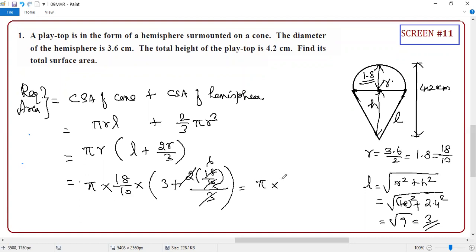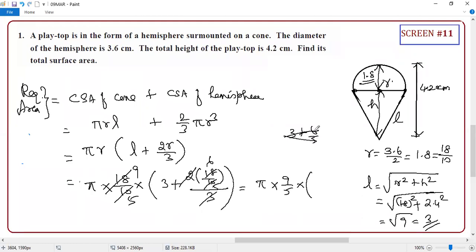So pi into this also you can cancel now. What is that? 5 and this is 9. So 9 by 5, student. And anyone knows what is the simplification? Quickly, guys. Denominator is 5. So 3 plus 6 by 5, what is the answer?